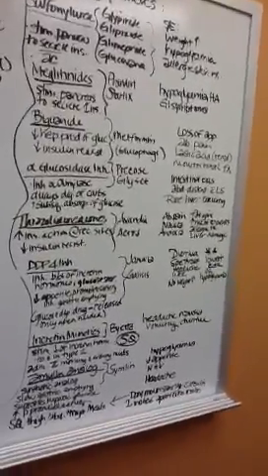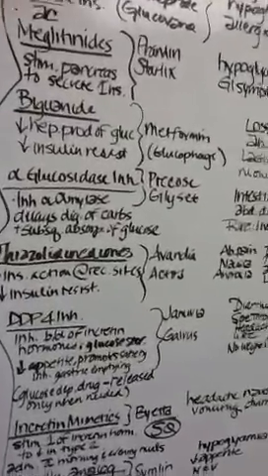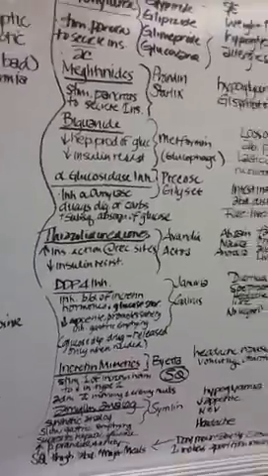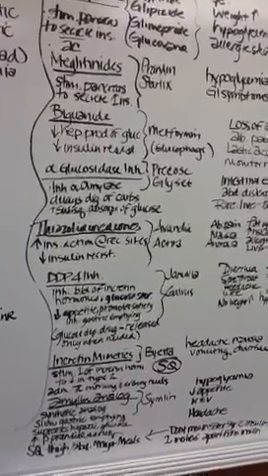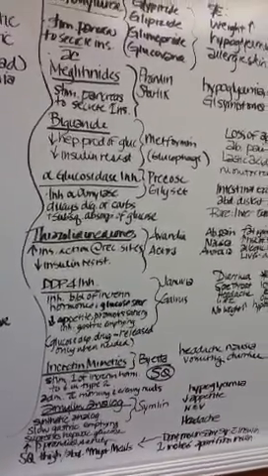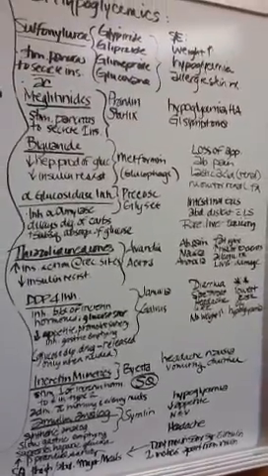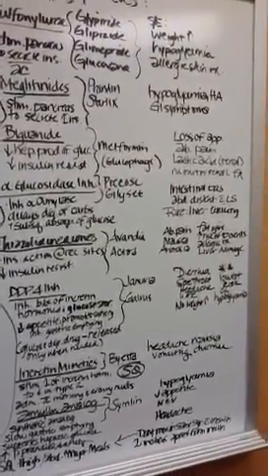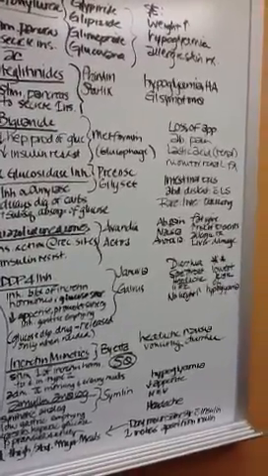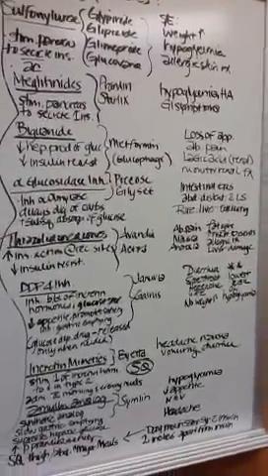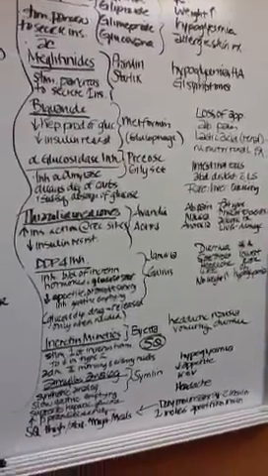Next, we have alpha glucosidase inhibitors. These basically inhibit the alpha amylase. It also delays the digestion of carbs and subsequent absorption of glucose. The medications in this class are Precose and Glyset, and the side effects are intestinal gas, abdominal distension with loose stools, and a rare side effect is liver toxicity.